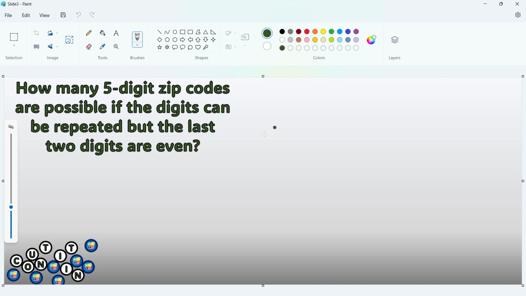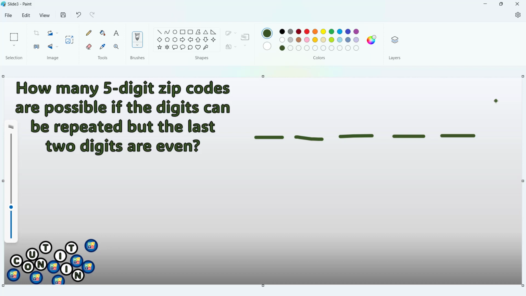So again, we have a 5-digit zip code, 1, 2, 3, 4, and then 5. This is in no particular representation for any geographic location because in the Philippines, we have a 4-digit zip code. We are just using this so that this could be applied in similar situations.